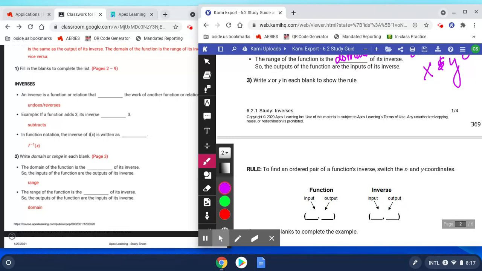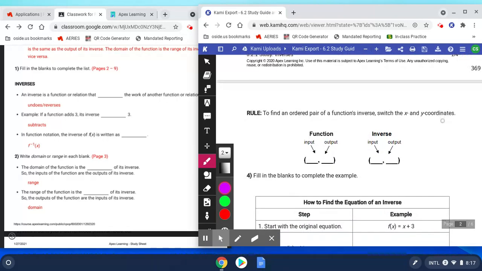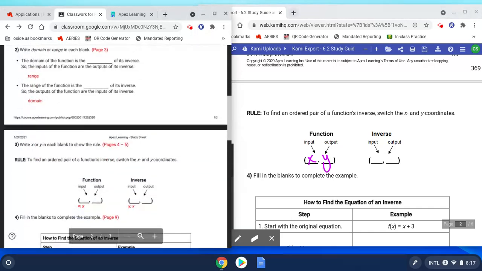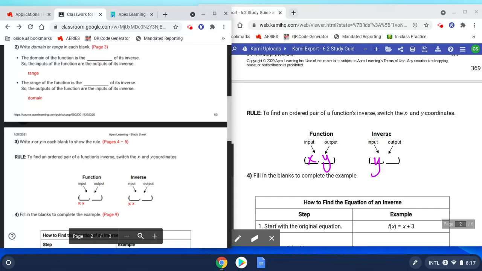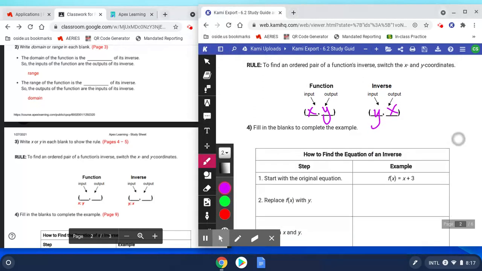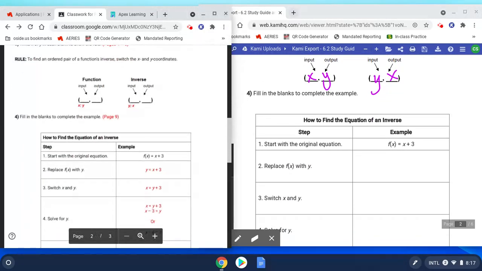Okay, write x or y in the blank to show the rule. So to find an ordered pair of the function's inverse, we just switch the x and y coordinate. So originally we had x and y here. The inverse is just switching that. It now becomes y, comma, x. All right, here we go.